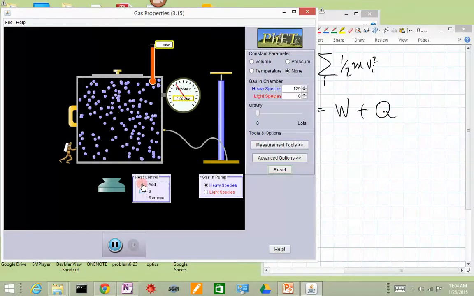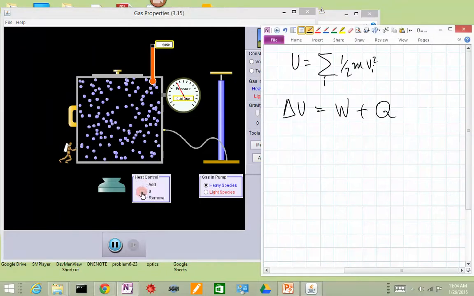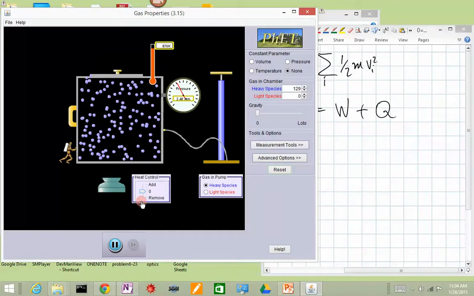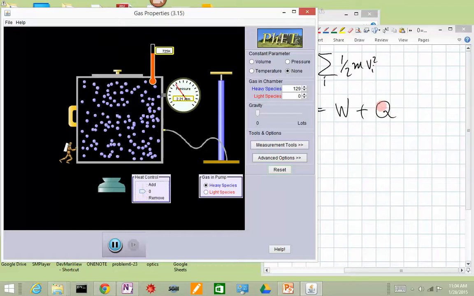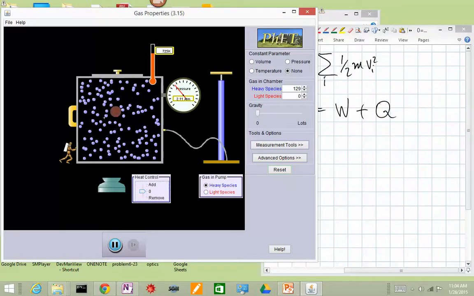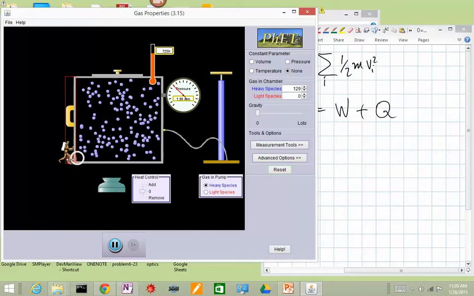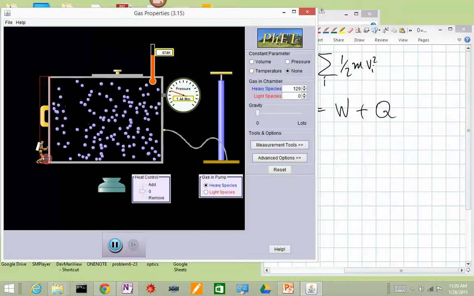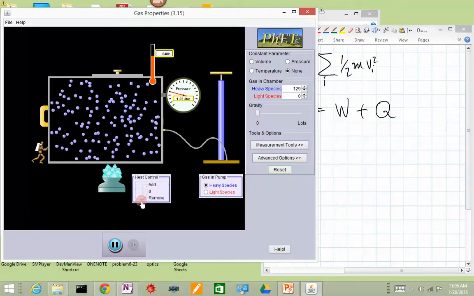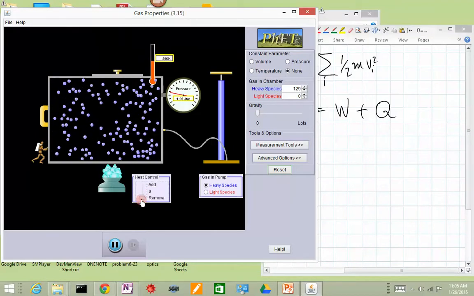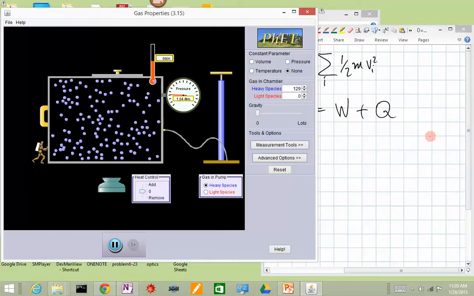The gas can also release energy. We can cool it down here, for instance. I'm cooling down the gas, so heat is being released, and the energy is being changed. Or the gas can expand. If the gas expands, it's releasing energy. You can see now the particles are moving slower. If the gas releases heat, it also releases energy, and you can see that the particles are moving slower.